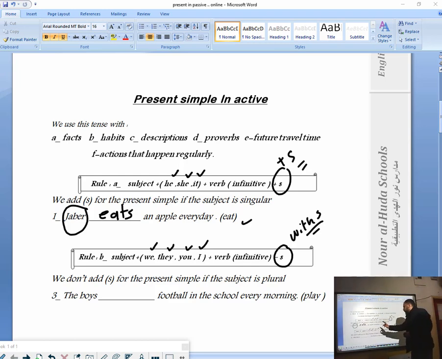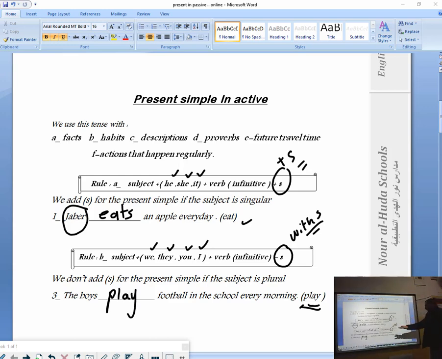If the subject is plural, we do not add s, or we use the infinitive without s, just like the second example. The boys play football in school every morning. The verb is play. Here the boys, are they one or more than one? The boys are plural, so we write the infinitive just like it is. Play.